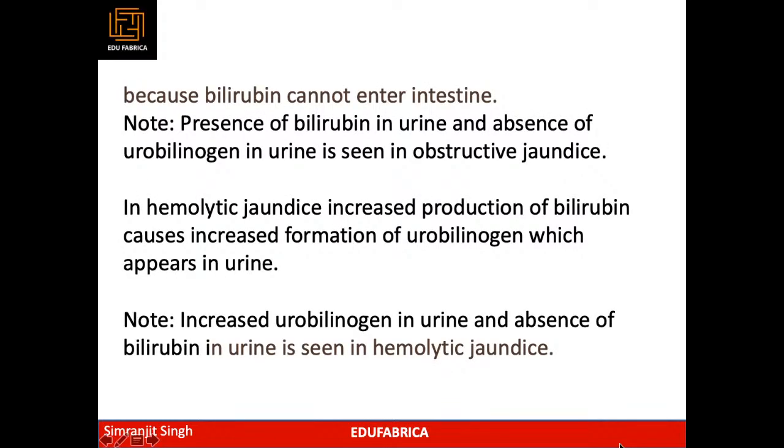This is because bilirubin cannot enter the intestine. As we know, the presence of bilirubin in urine and absence of urobilinogen in urine is seen in obstructive jaundice. In hemolytic jaundice, increased production of bilirubin causes increased formation of urobilinogen, which appears in the urine. So increased urobilinogen in urine and absence of bilirubin in urine is seen in hemolytic jaundice.